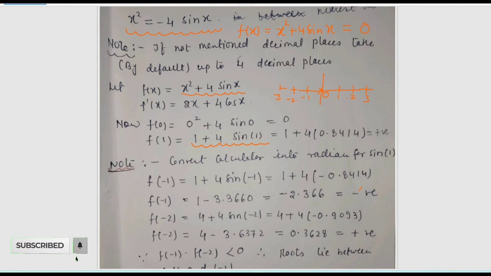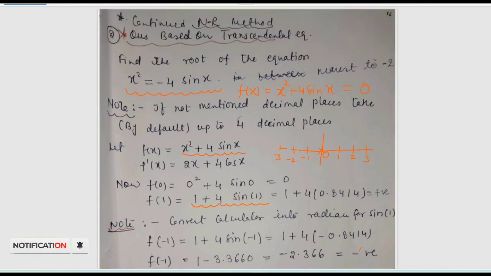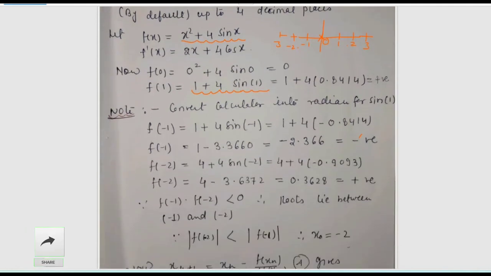But in the question they have given that the root should be nearest to minus 2. So in this case you have to substitute the value of f of minus 2 also, because they are saying that the root should be nearer to minus 2. So just put f of minus 2 here. If you put minus 2, this will be 2 to the 4, that is a positive value, plus 4 sine of minus 2. So you will get f of minus 2 as a positive value.